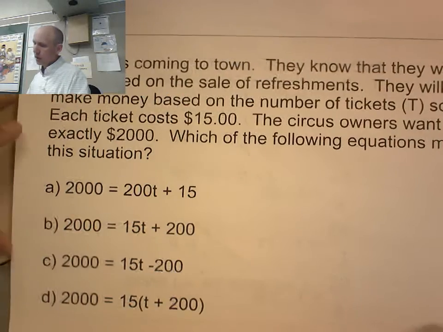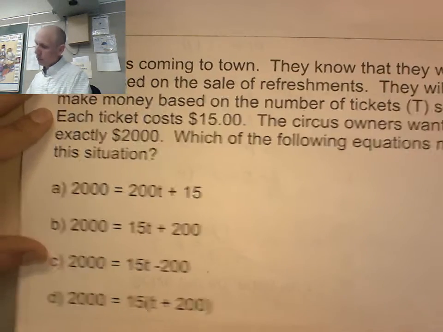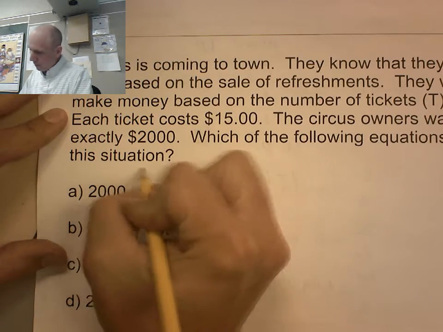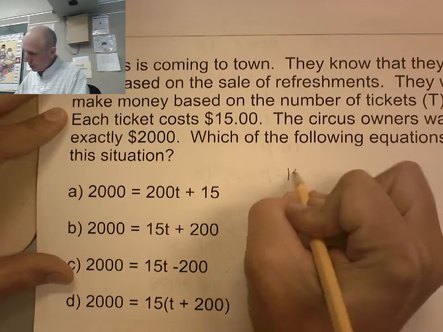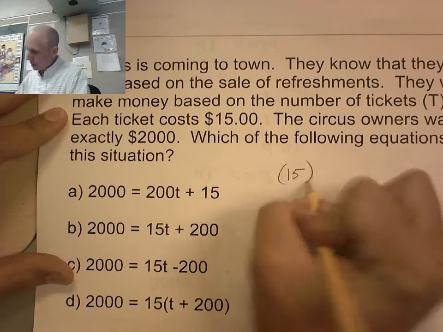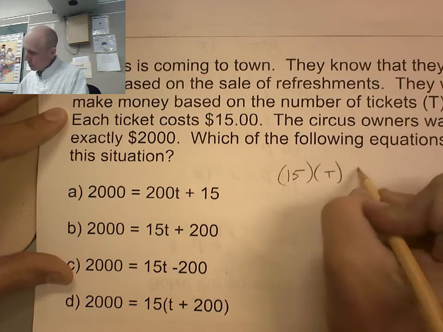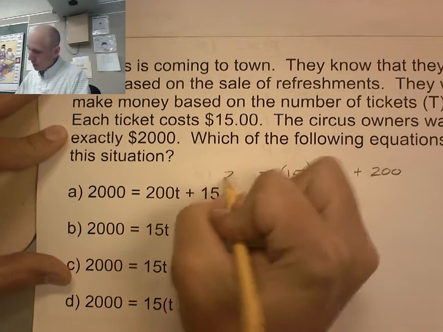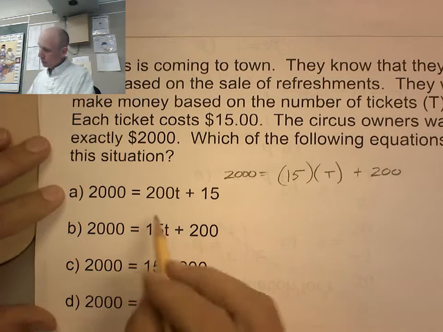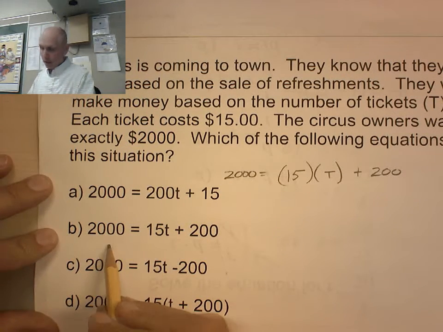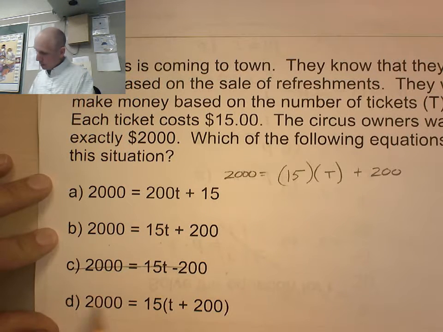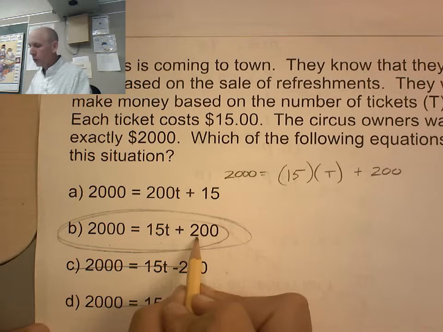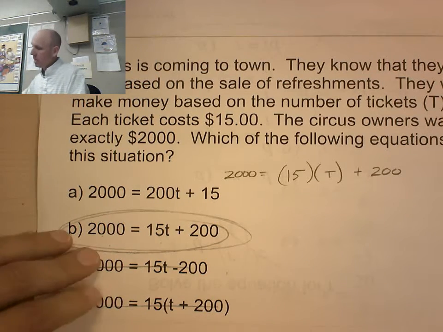Number 2, a circus is coming to town. They know they will make $200 based on the refreshments, based on ticket sales. So we have $15, that's how much a ticket costs, times the number of tickets, plus the refreshments, needs to equal the $2,000 they want to make. So 2,000 tickets, that doesn't make sense. This one here, B. So $15 times the number of tickets plus the 200 from refreshments equals the 2,000 they made.